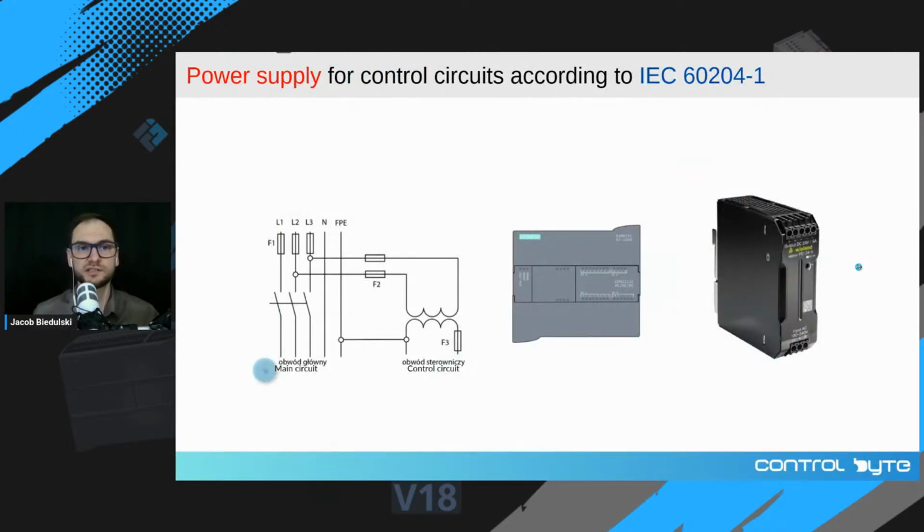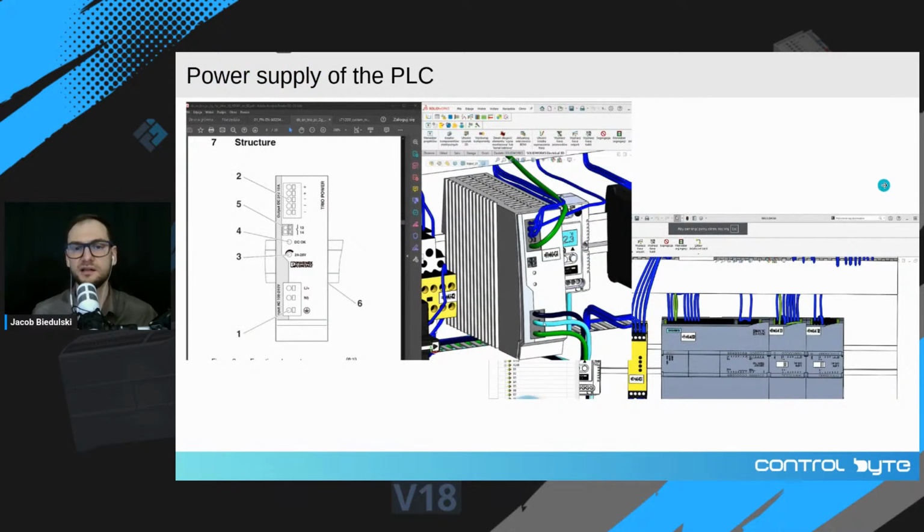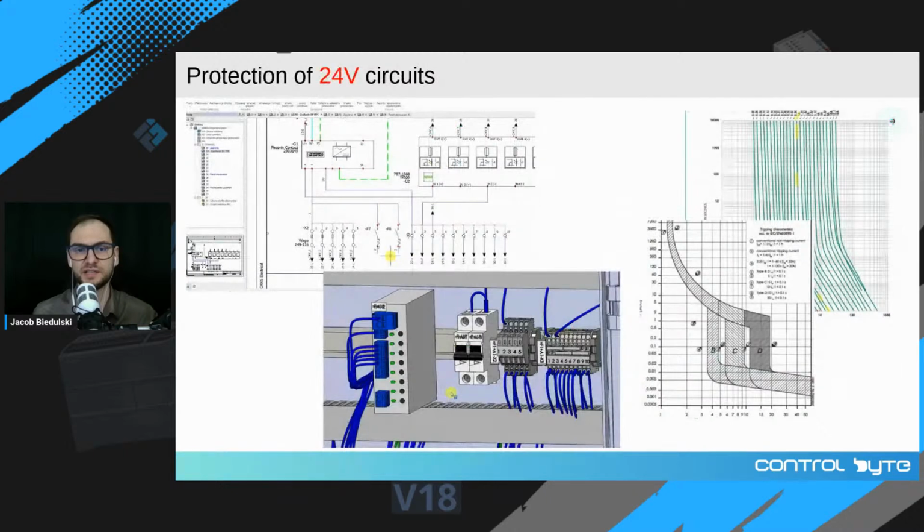In the course, you will learn how to power your PLC, how to select a power supply system for your control circuits. We'll talk about different types of SMPS. I will show you how to select the proper one for your application. We'll talk about different types of protections of 24 volt circuits: the electronic protections, the fuses, circuit breakers, and the differences. You will learn all about that in our training.